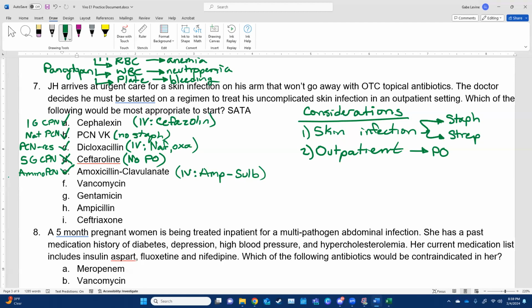What about vancomycin? That's available PO? Nope, can't do it. Only for C. diff. What is the oral version of Vanco that I keep telling you about? Linezolid. That's how I think of it.